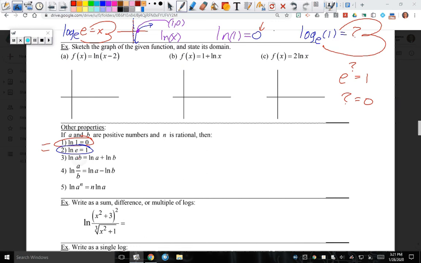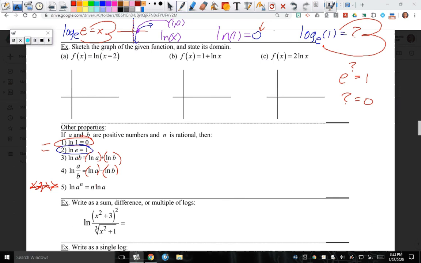If you're multiplying, you add two separate pieces. If you're dividing, you subtract two separate pieces. And the one most people forget that are the hard ones, very, very important, is this one right here.